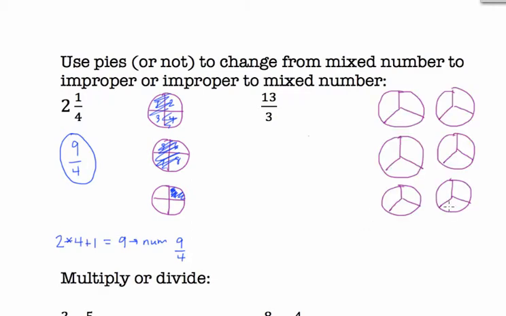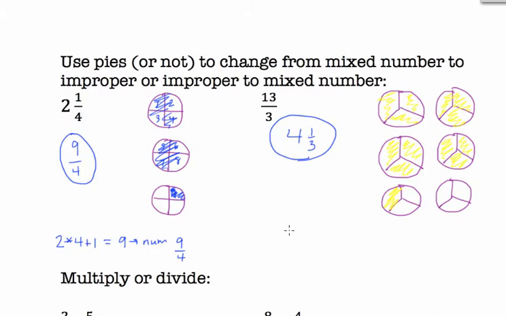To change 13/3 into a mixed number, I've drawn a bunch of pies over here that are split into thirds. So let's count up what 13/3 would look like. 1, 2, 3, 4, 5, 6, 7, 8, 9, 10, 11, 12, 13. There's 13/3. So how many pies is that? Well, 1, 2, 3, 4, and 1/3 pies. So 13/3 is the same as 4 and 1/3.